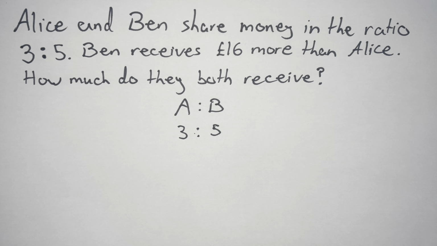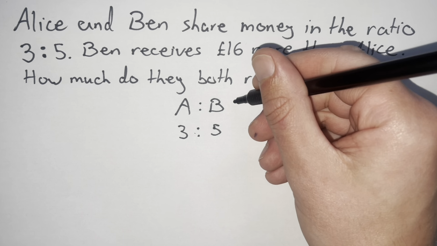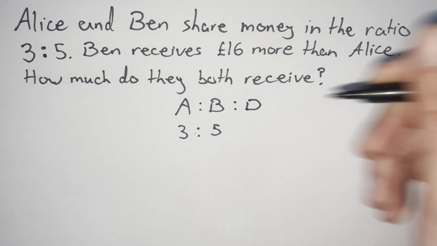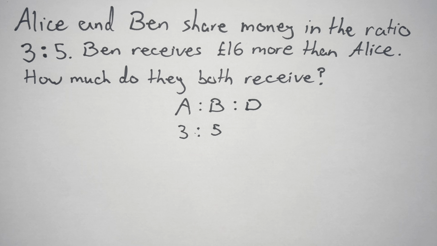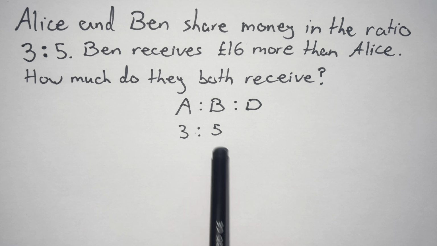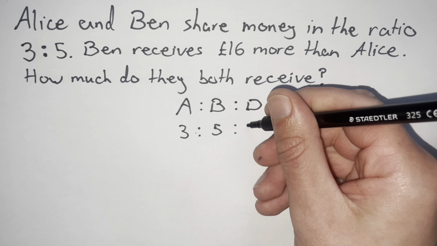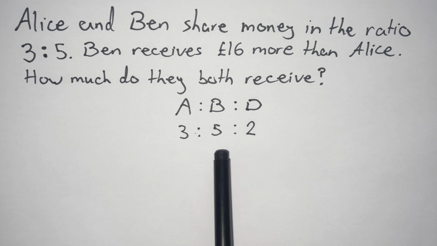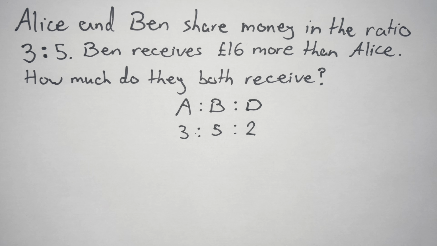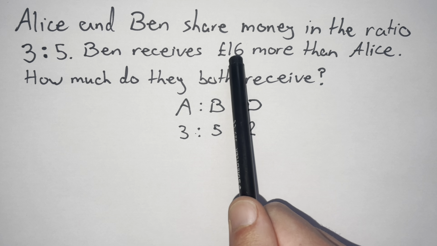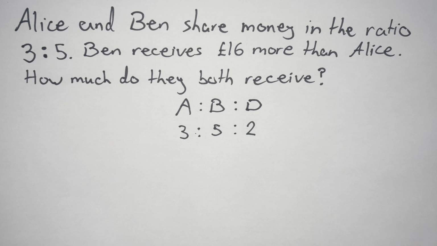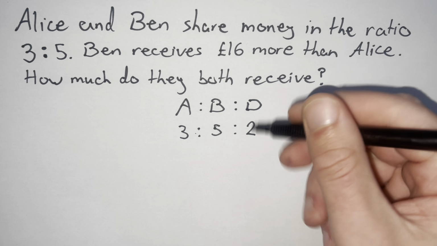Now I'm told in this question that Ben receives £16 more than Alice. So I'm looking at a difference between their two shares. So I'm going to add an extra part to my ratio, which I'll label with a D, and that's D for difference. Now let's look at the difference in my ratio. Between 3 and 5, that's a difference of 2. I get that from doing 5 subtract 3. Now I'm told that the actual difference between their two shares is £16. So I'm going to place this under my difference.